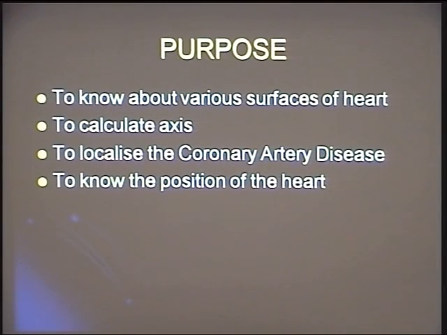Then, to localize coronary heart disease. Although we have two major coronary arteries, it behaves as a three vessel system. So which of these coronary arteries is diseased? For this also we need lead systems. And to know the position of the heart. The heart can be horizontal, vertical, or intermediate. To know that, we have the lead systems.